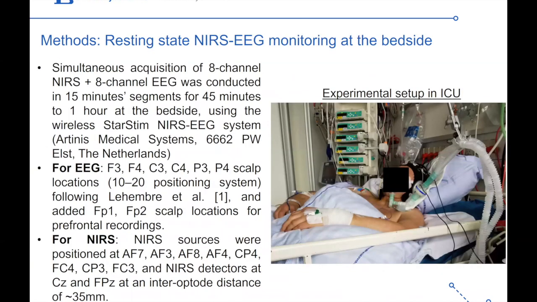Now, quickly, the setup that we had: we had EEG in the prefrontal, frontal, central, and parietal areas. We had NIRS which were co-located, and we did the data collection in 15-minute segments for 45 minutes. Because the nurses had access to these patients, we had to have small segments of data, but we did it multiple times to get about an hour of data for each subject.